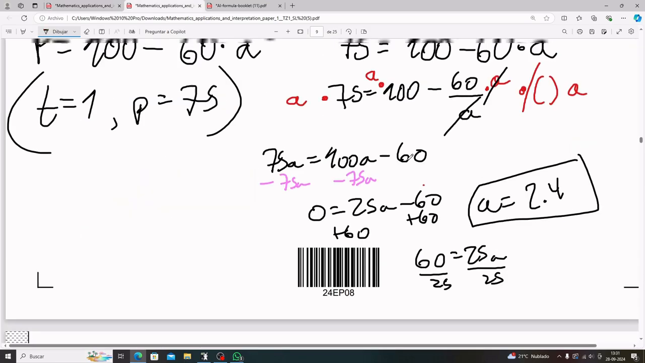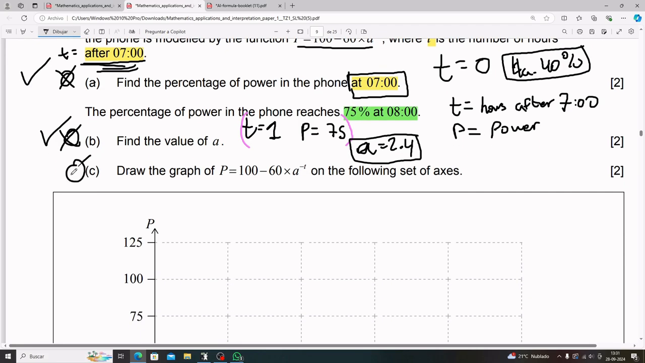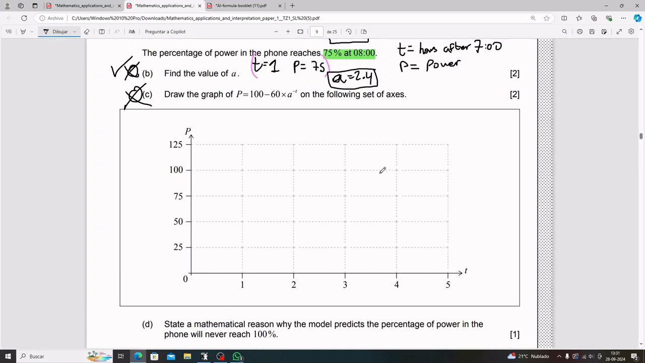See? Yeah, that is for part B. We just found that a equals 2.4. The big challenge there was handling negative exponents, fractions, stuff like that. And now for part C, you need to draw the graph of p equals blah, blah, blah on the following set of axes.